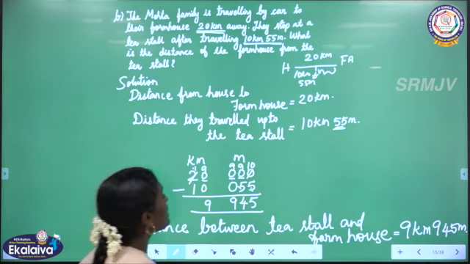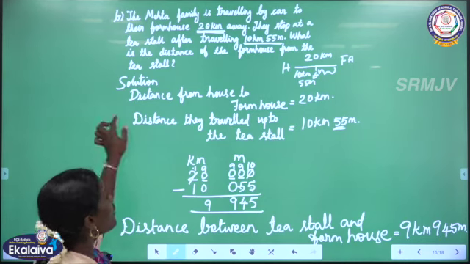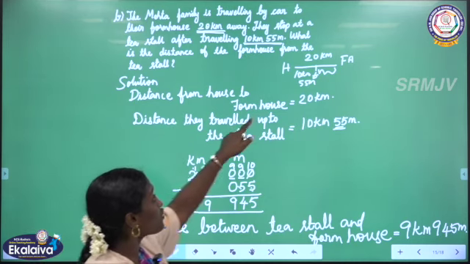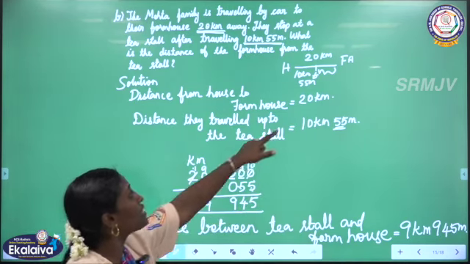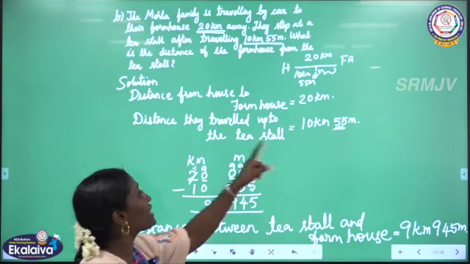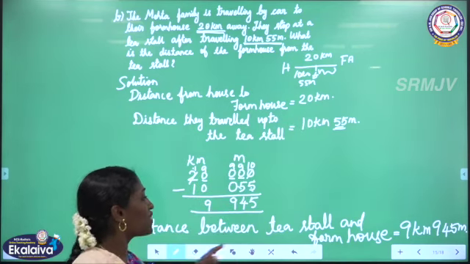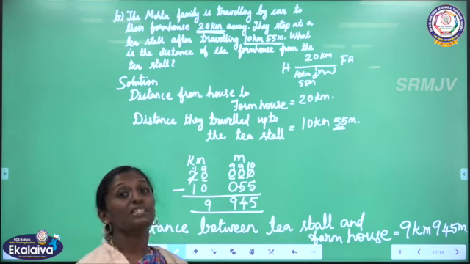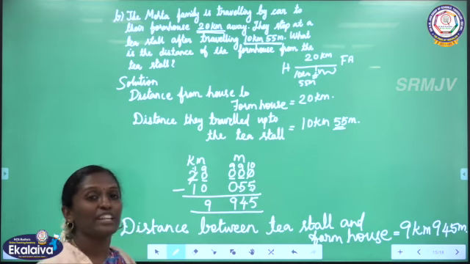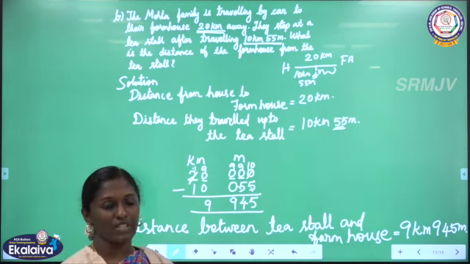Is it clear, children? To find the remaining distance, from the distance from house to farmhouse is 20 kilometer. From this we are subtracting the distance they travelled. Then we got the remaining distance they have to travel, that is 9 kilometer and 945 meter.